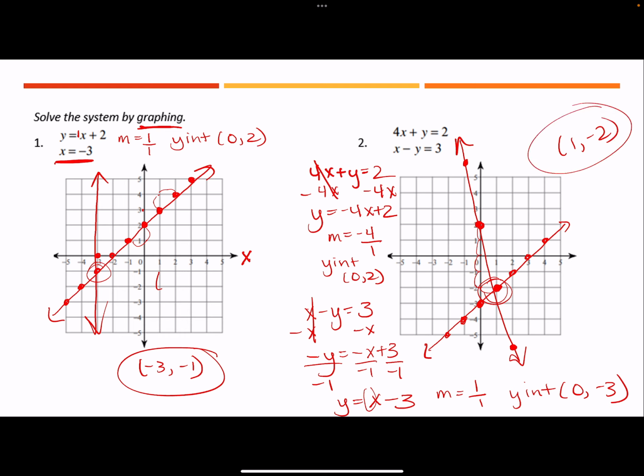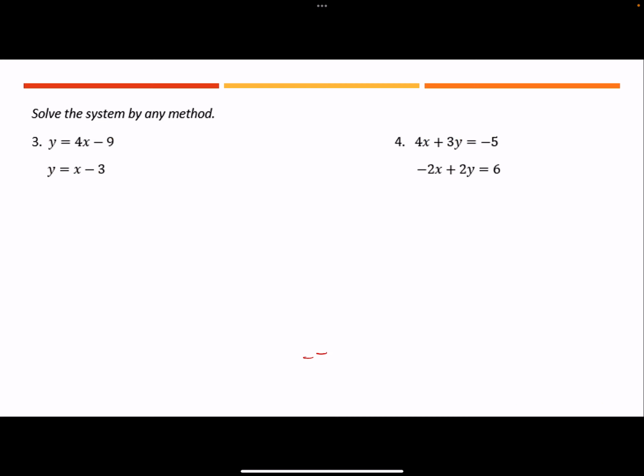All right, so that was your quick review of graphing. But now, if I tell you to solve the system by any method, you have to think about what's going to be better: graphing or not graphing, either substitution or elimination. And remember, we're going to use substitution if one variable is by itself. If your equations are in ax plus by equals c, you're going to be better off using elimination. So let me look at number 3.